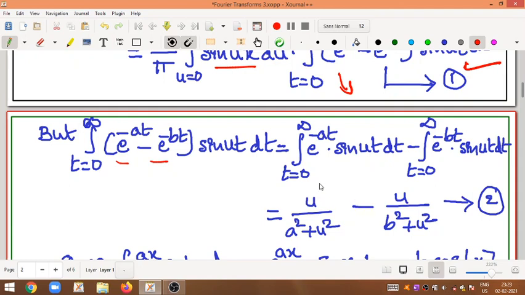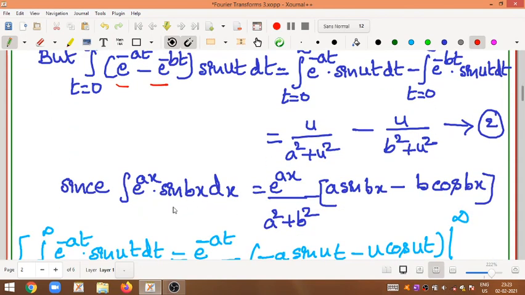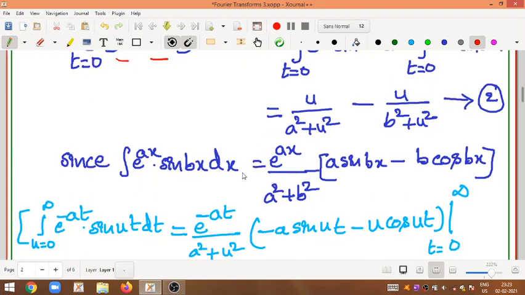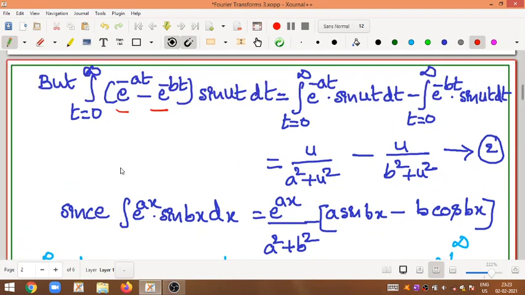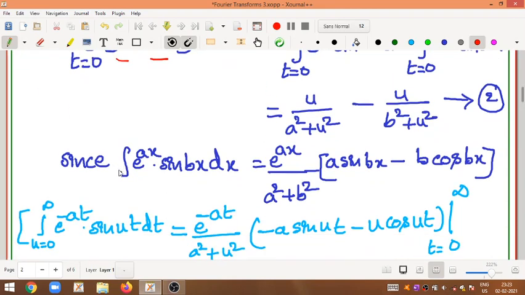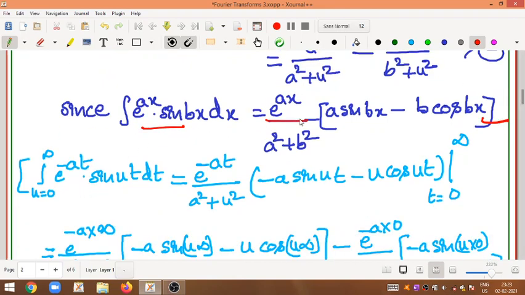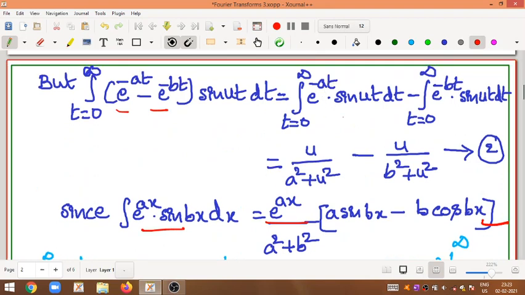How it will come, see here, I am explaining this value. See this one clearly. We know this formula: the integral of e power ax into sine bx dx is equal to e power ax by (a square plus b square) into (a sine bx minus b cos bx). In this formula we have to apply that function. This is the first function we are applying.